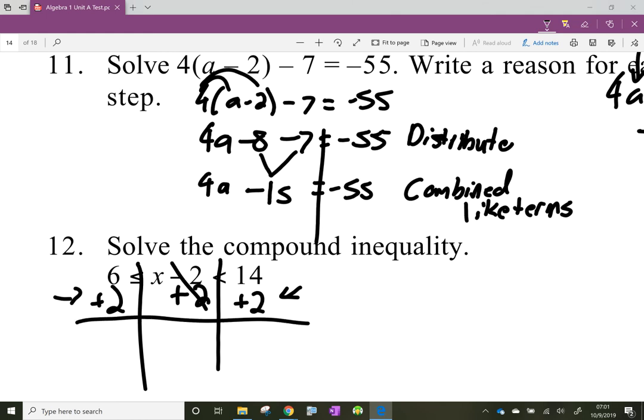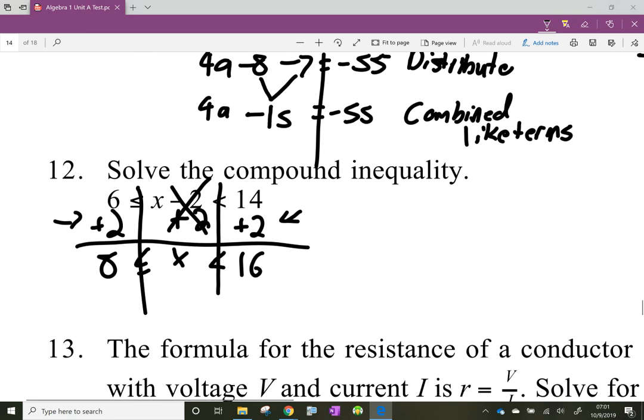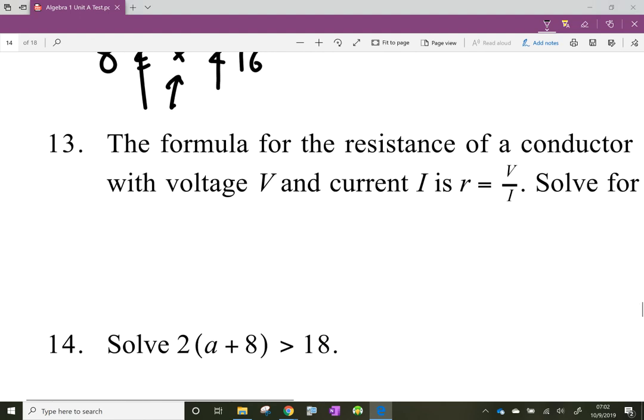And now I'm just simplifying. So 6 plus 2 turns the left side into 8. In the middle, because the 2's are canceled out, I just have x by itself. And then on the right-hand side, 14 plus 2, which makes 16. Now the problem is done. There's no more work to do because the x is all by itself in that middle part. That's what we wanted. It's saying that x is between 8 and 16. So there's our final answer.